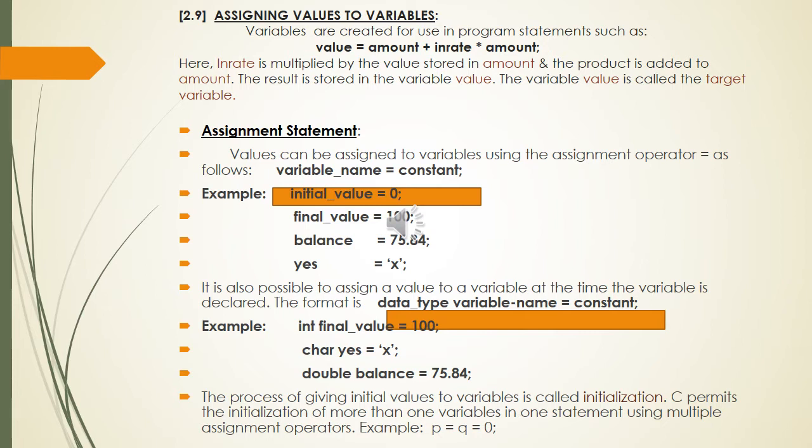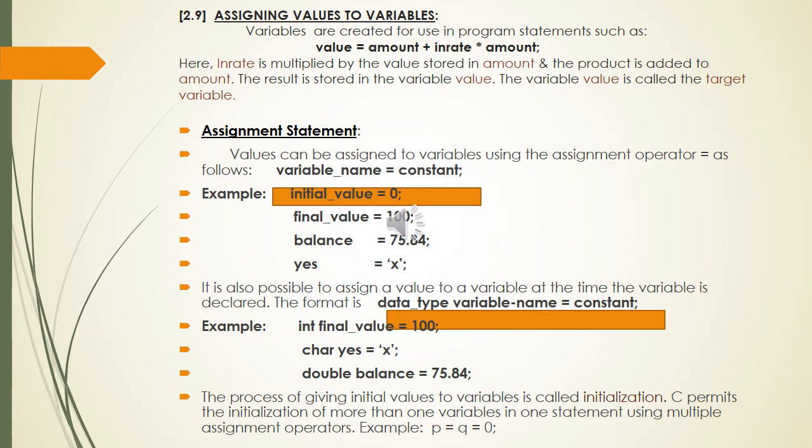Next is the assignment statement. Values can be assigned to variables using the assignment operator equal to. The syntax here is variable name = constant. For example, initial_value = 0, final_value = 100, balance = 75.84, s = 'x'. This is the character type, that's why we are enclosing it in single quotes.